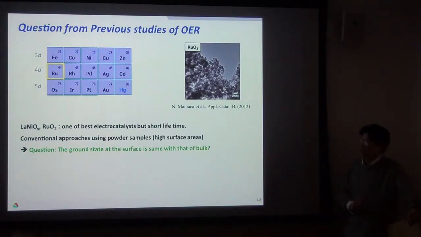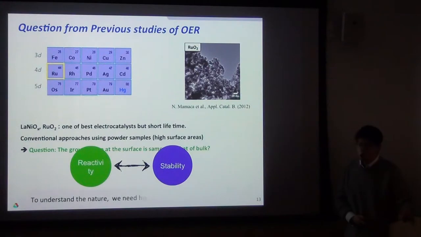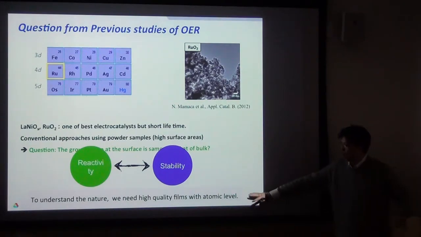So my question, going back to the MIT result, is whether the ground state at the surface is the same as the bulk phase, the normal phase. This is my simple research question for this particular application. We need to understand reactivity and stability at the same time, because we have to know the structure at the surface to understand the real quantum state of the material. So how to do that? We need a high quality film at the atomic level. This is our research goal.